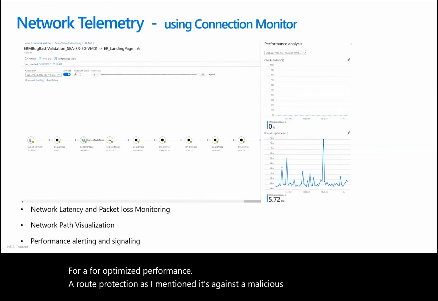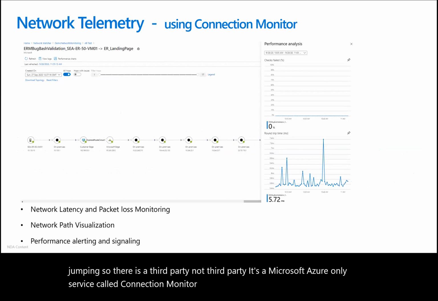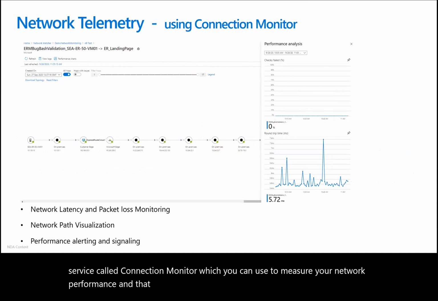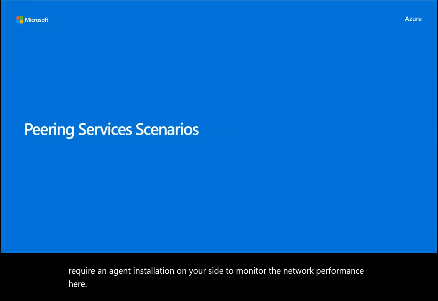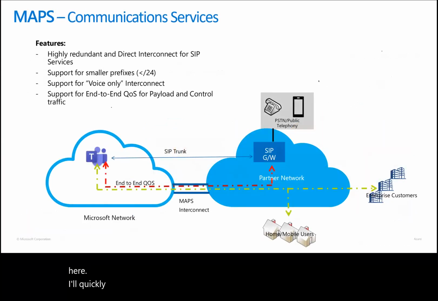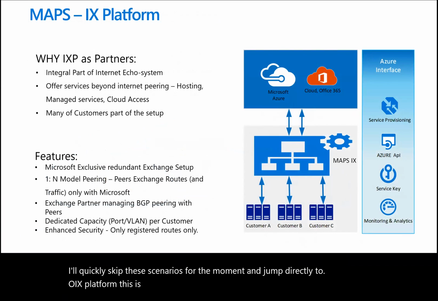And quickly jumping, there is a Microsoft Azure only service called Connection Monitor, which you can use to measure your network performance, and that is integrated with the Maps platform. However, it would require an agent installation on your side to monitor the network performance here. I'll quickly skip these scenarios for the moment and jump directly to the IX platform. This is an exact replica of Teraco's platform, what we have built.